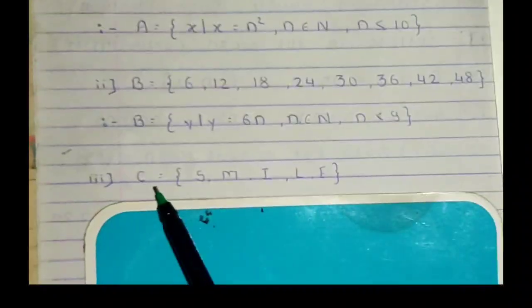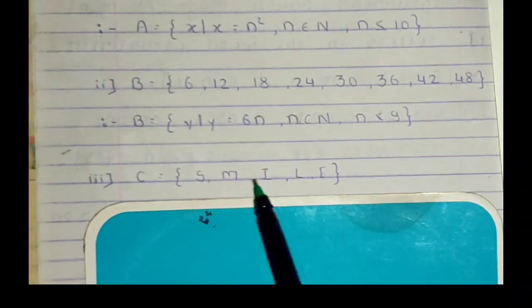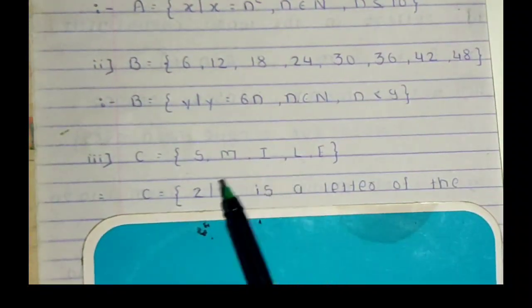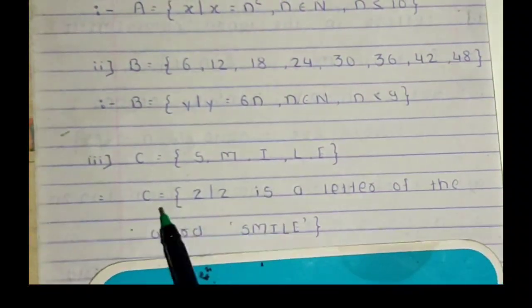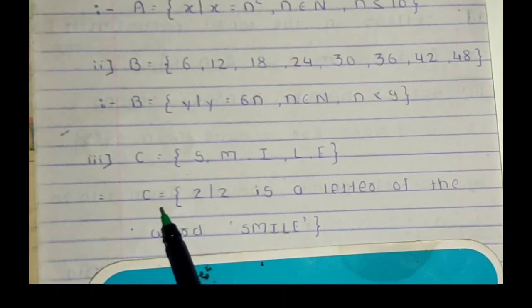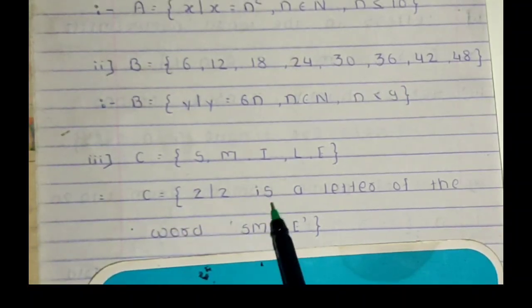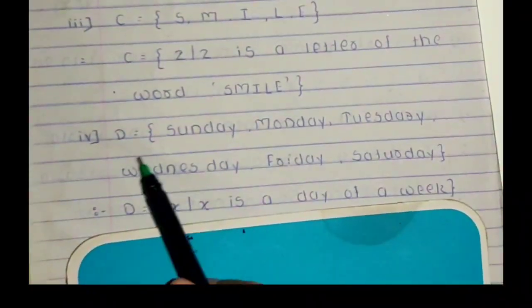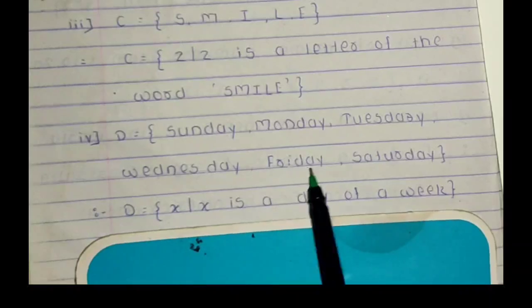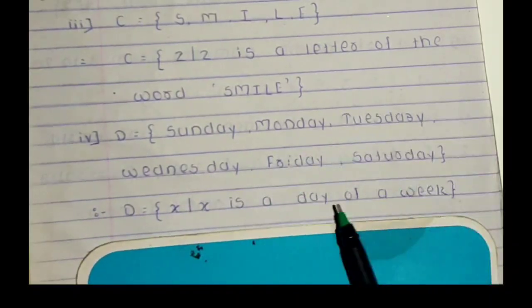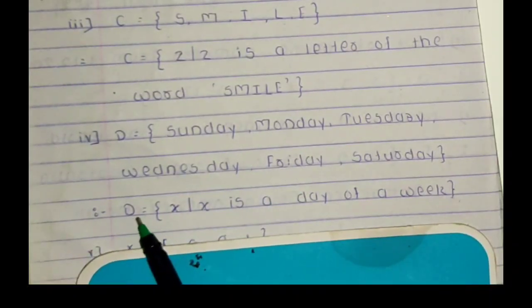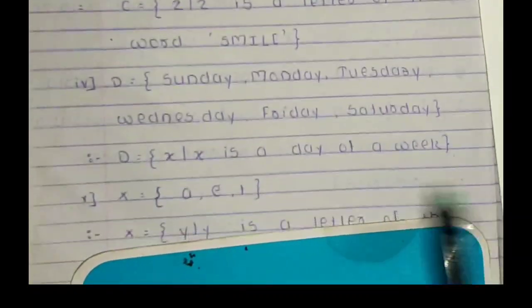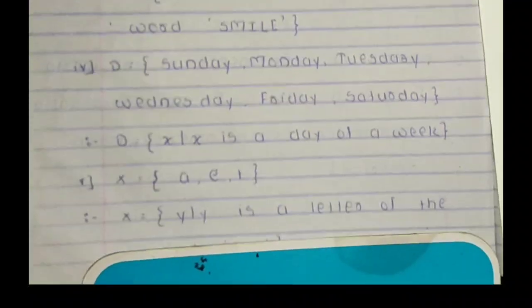Now the next is set C equals {S, M, I, L, E}. These are the letters from the word smile. We write it in the rule method as C equals {x such that x is a letter of the word smile}. Next, the fourth is D: Sunday, Monday, Tuesday, Wednesday, Friday, Saturday. We know that these are the days of the week. So we write D equals {x such that x is a day of a week}, meaning the value of x will be a day in a week.